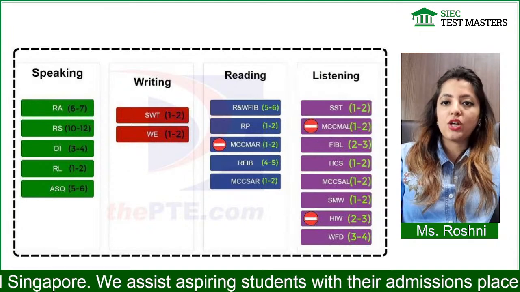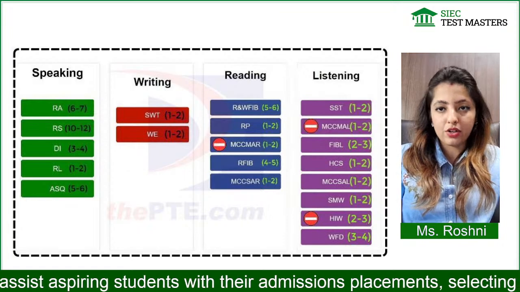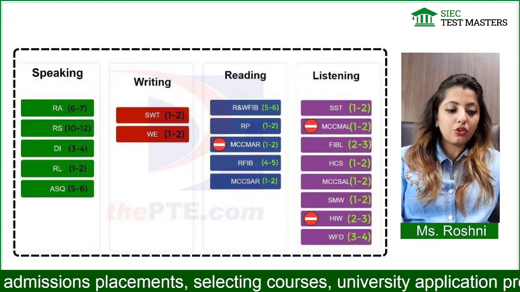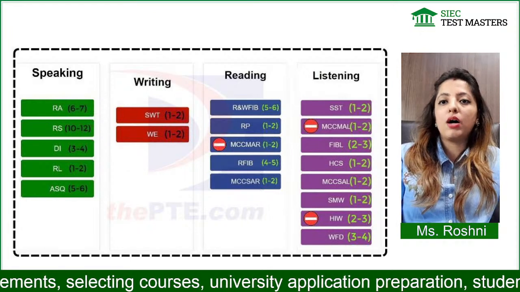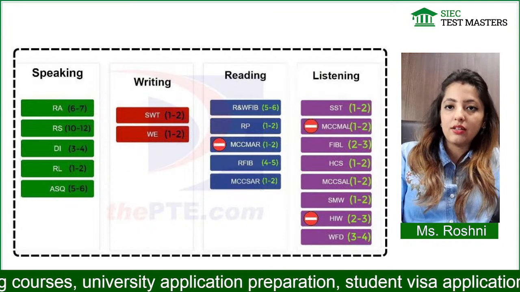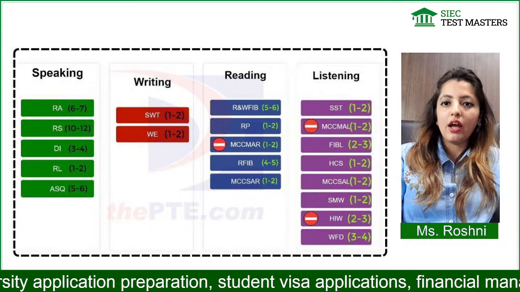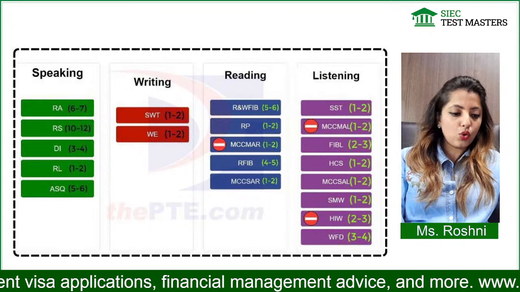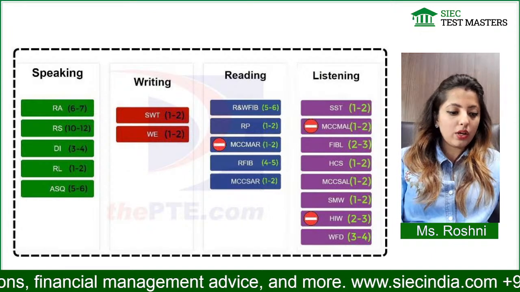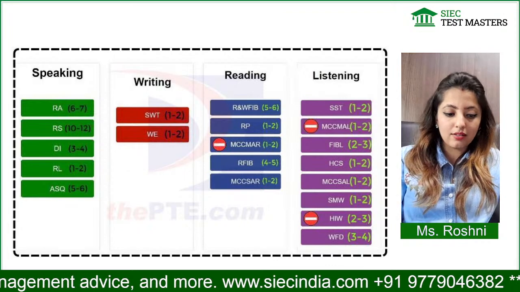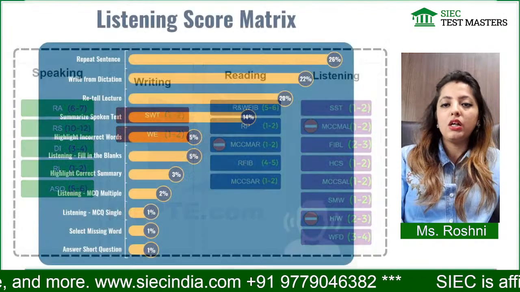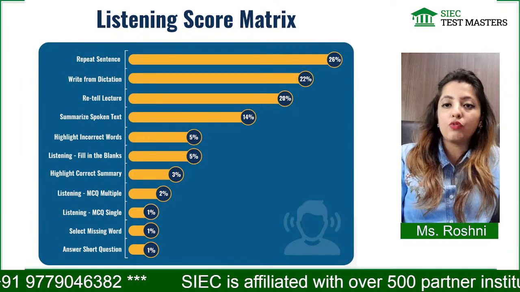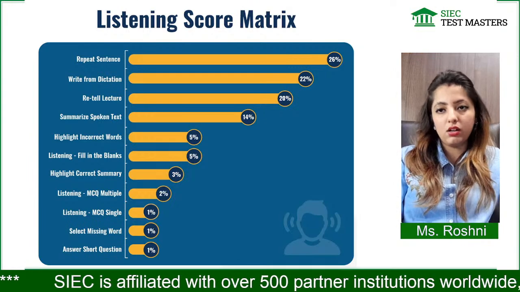Moving on to the next slide, which deals with the listening score matrix and the importance of each question type in your listening module. Starting with the 3 question types from the speaking module which give marks to listening: these are repeat sentence, retell lecture and answer short question, and the rest 8 types are from the listening module. If you look at the listening score matrix slide, repeat sentence is the most important, with around 26% weightage, meaning 26% of the marks in the listening score are directed from repeat sentence.